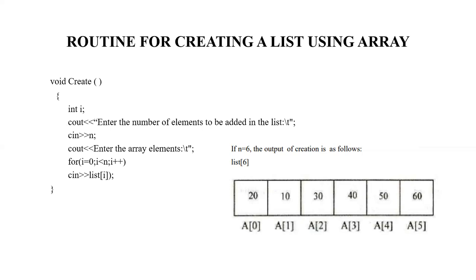So in A of 0, I value is 0. In the list of 0 position, I'm going to store the data 20. In list of 1, I'm going to store the data 10. In list of 2, I'm going to store the data 30. In list of 3, 40. In list of 4, 50. In list of 5, 60. So the elements are going to be stored in the array.